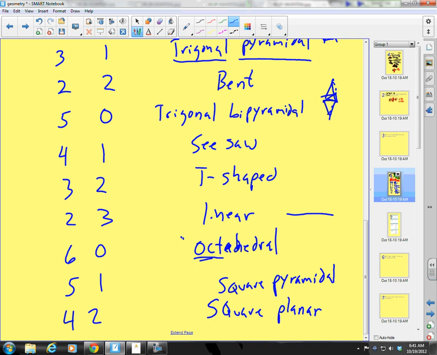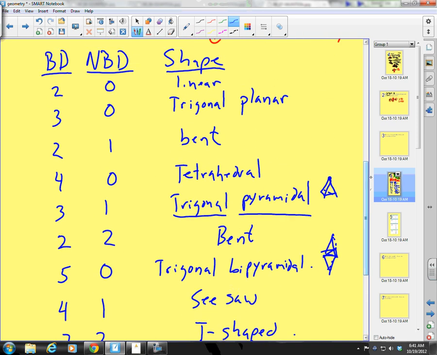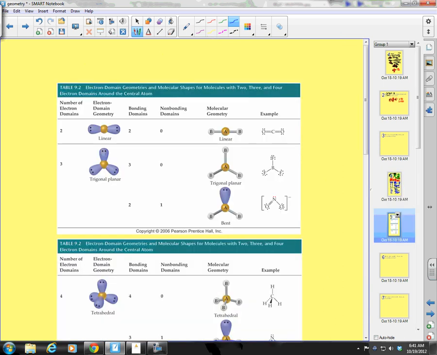Okay, so how many of these do you have to memorize? 1, 2, 3, 4, 5, 6, 7, 8, 9, 10, 11, 12, 13. So you need to memorize 13 shapes based on 13 different arrangements of bonding domains and non-bonding domains. Good. Now, let's take a look at what these things kind of look like. Thanks to our people here at Pearson Prentice Hall, they have a beautiful picture here. We want to look at our bonding domains, non-bonding domains, and molecular geometry. Over here, we don't care about yet.